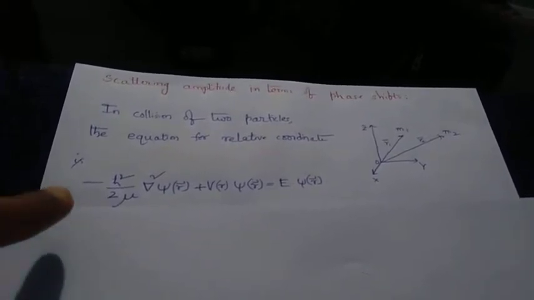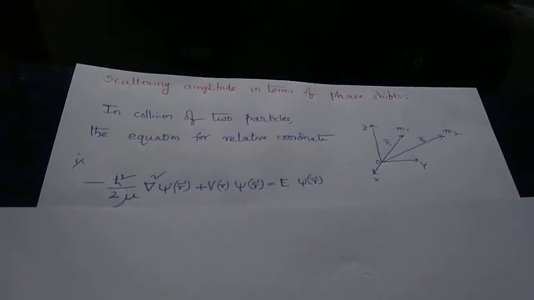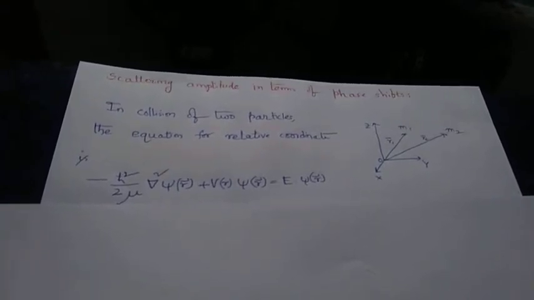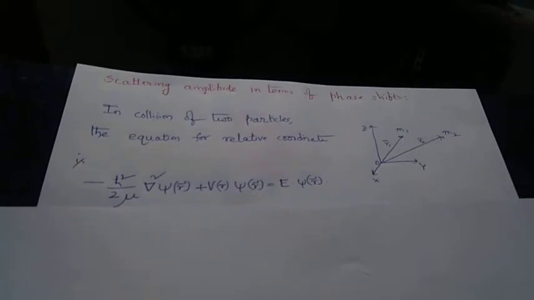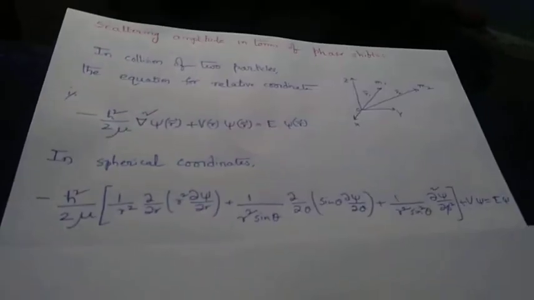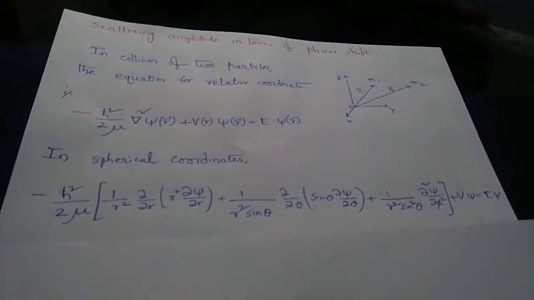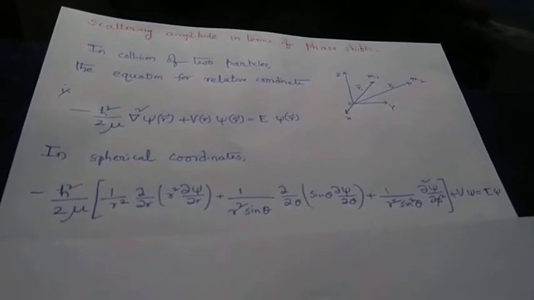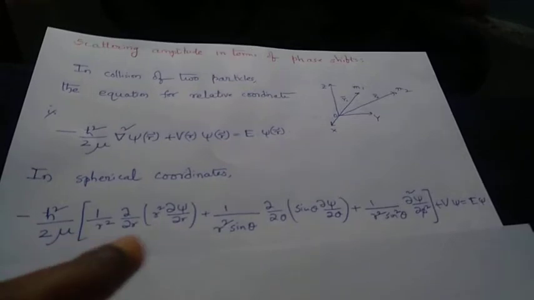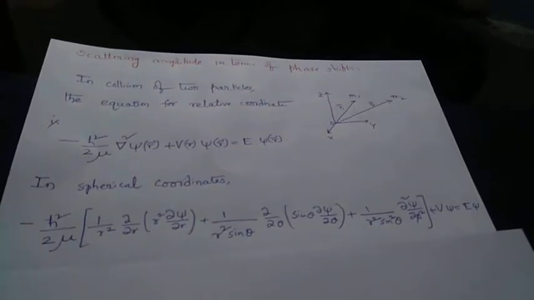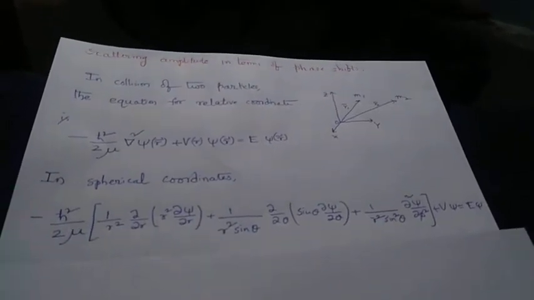We can see the derivation of this in my previous video on either the Green's function method or maybe the partial wave analysis. If you express the del square operator in terms of the spherical polar coordinates, which we can write like this in the square bracket, the equation becomes this.